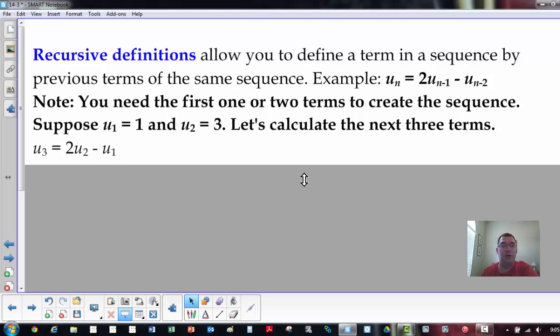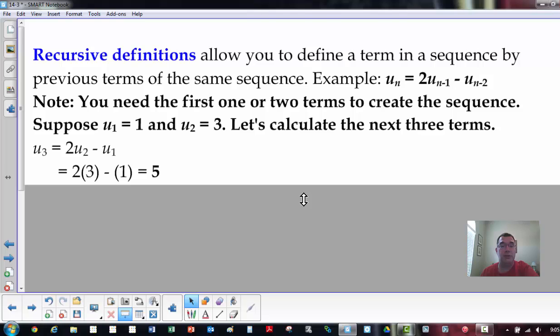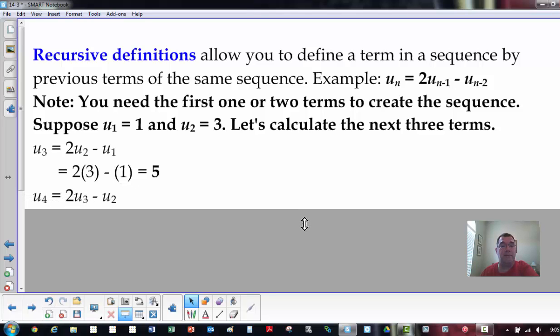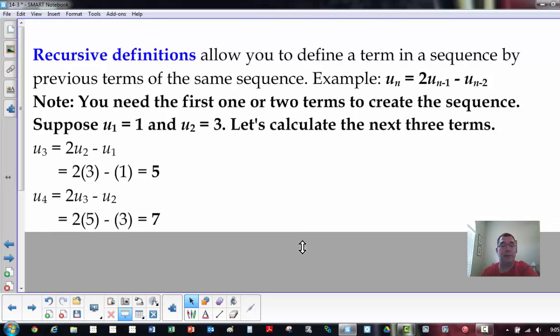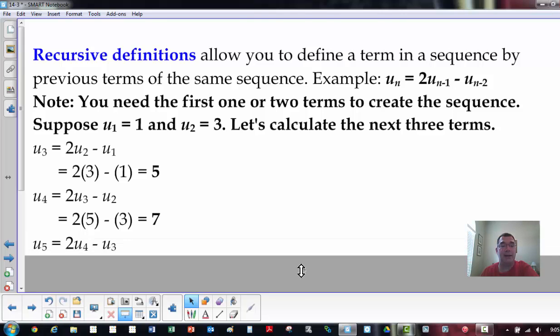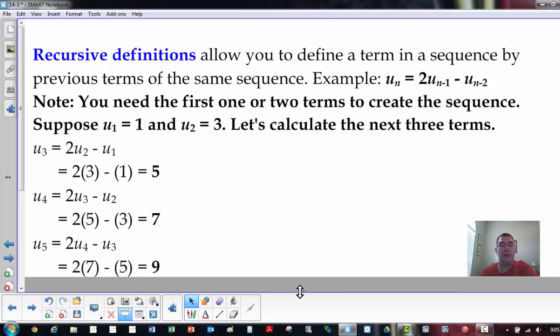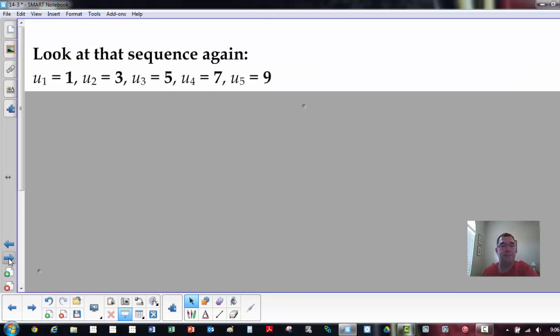Okay, so the third term will be 2 times the second term minus the first term. Well, the second term was 3, the first term was 1, so I get 2 times 3 minus 1, and that's 5. So I now know the third term is 5. The fourth term would then be 2 times the third term minus the second term, and if I plug those in, which I both know, that's 2 times 5 minus 3, and that's 7. And finally, the fifth term is going to be 2 times the fourth term minus the third term. I just calculated the fourth term, that's 7. I remember that the third term was 5, so I get 2 times 7 minus 5, and that's 9.